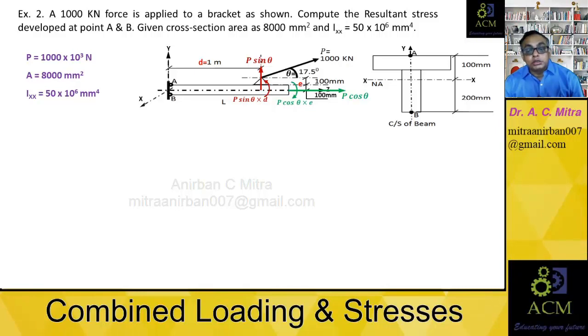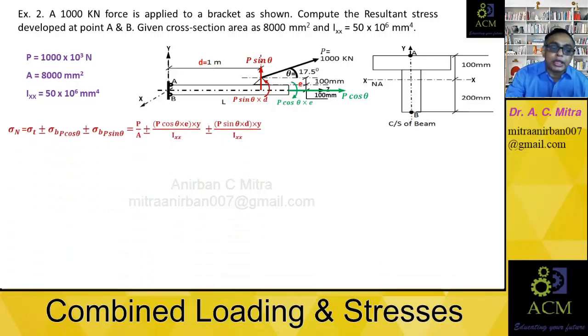P cos theta also develops a tensile stress at A and B. P sin theta also develops a transverse shear stress at A and B. But we know that at the top and bottom, no transverse shear stress comes. So we neglect the transverse shear stress at A and B. Now we just check the combined stresses formula at A and B.